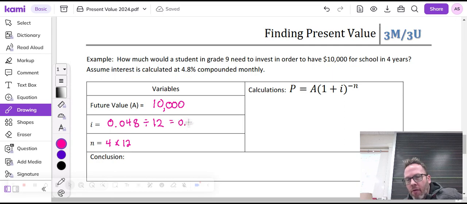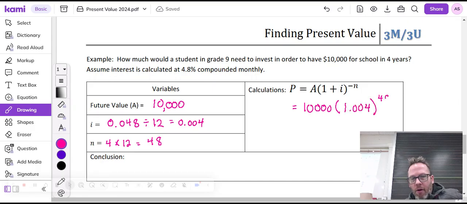All right, so that's 0.004... 48. So 10,000, 1.004 to the power of -48. Same keystrokes as yesterday. That's good. It's just a negative exponent.